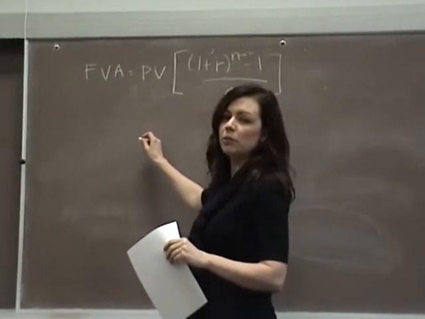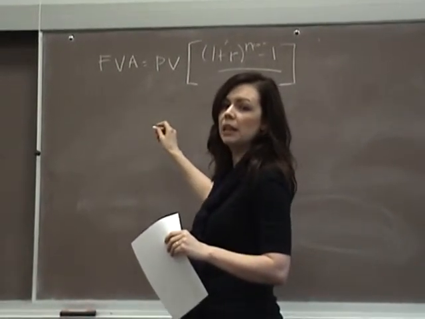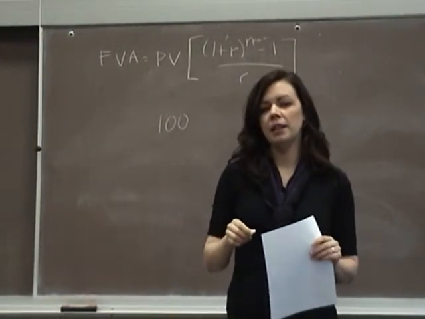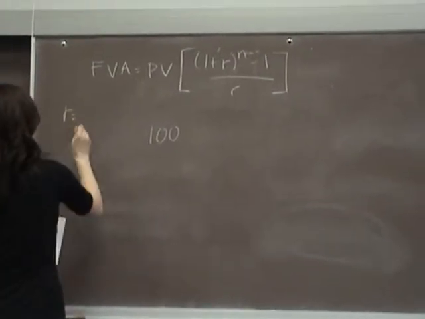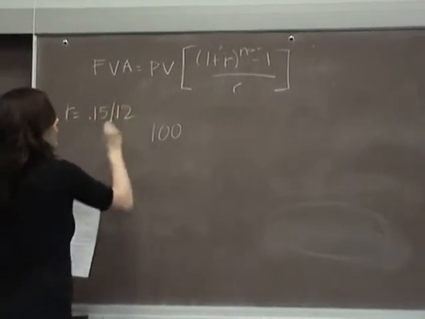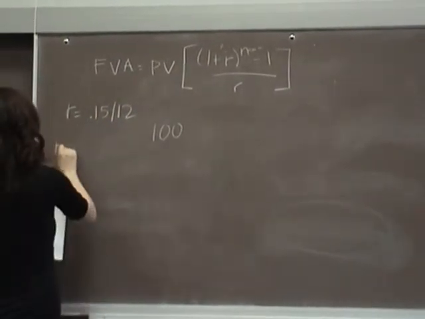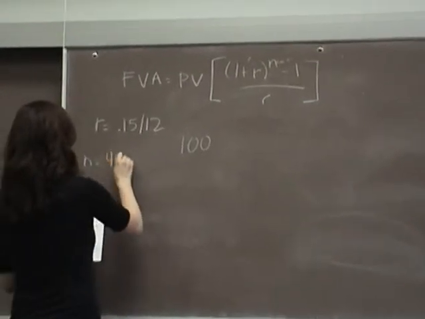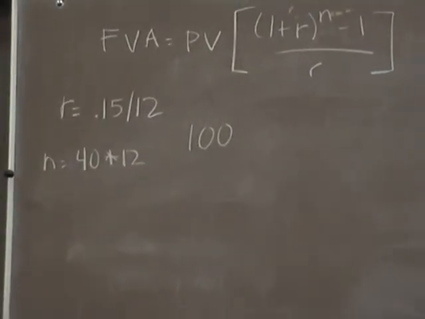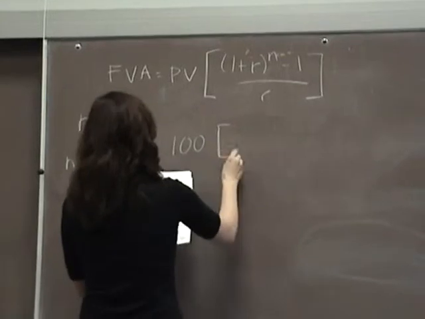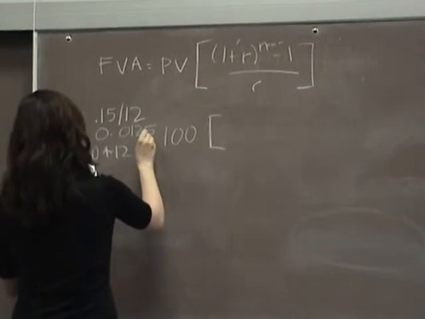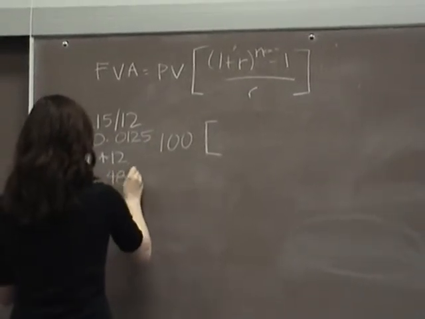Our PV is going to be equal to 100, because that's how much we are putting in every month. Now I have to change my R and my N because of compounding. My rate is 15%, or 0.15. I have to divide that by 12 because it's monthly compounding. My N is 40 years. I have to multiply that by 12 because of monthly compounding. So my R is equal to 0.0125, and my N is 480.